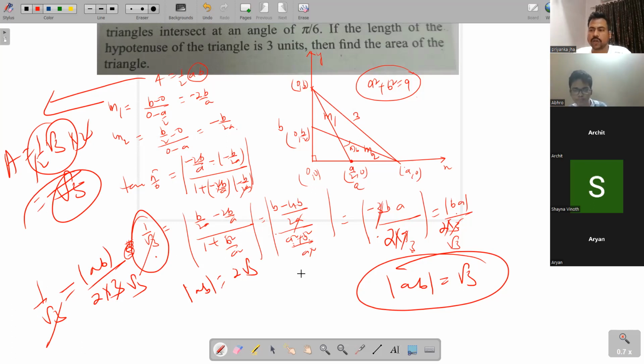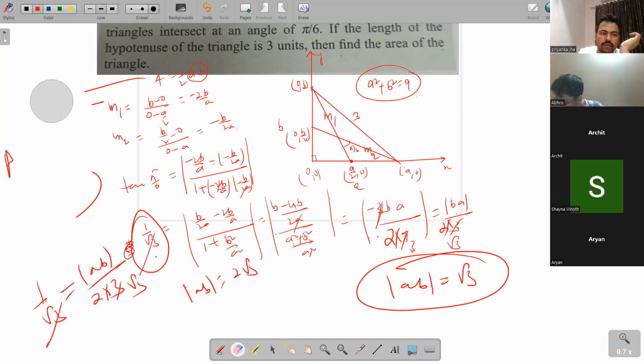Hannah, understood or not? Yes, sir. सबको समझ में आया? Yes, sir. So, sir, A equals root 3 by 2B, right? Sorry, just root 3 by 2, right?